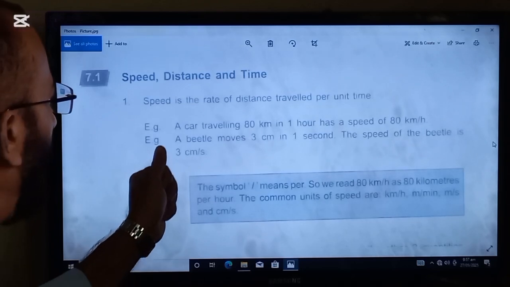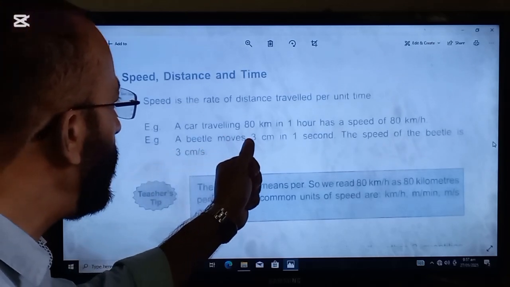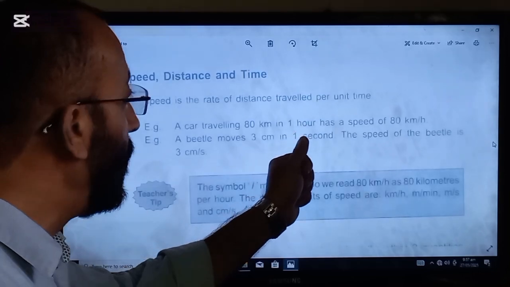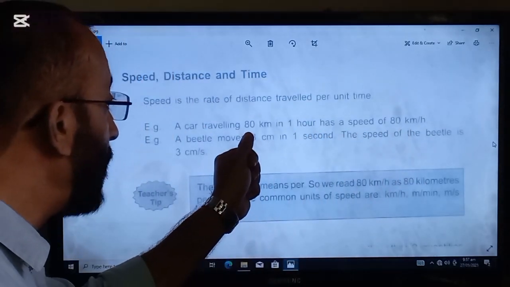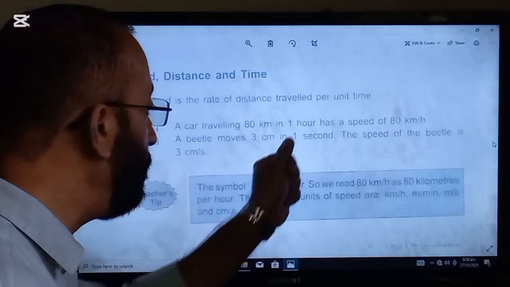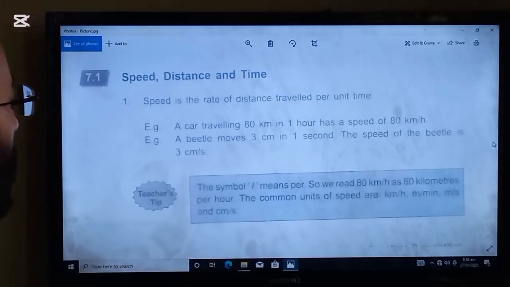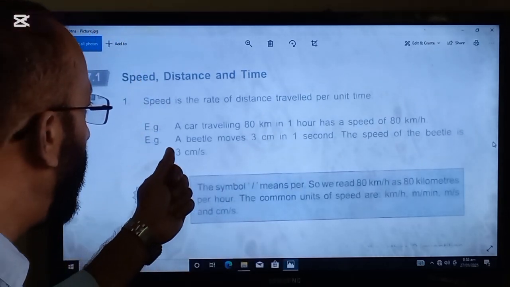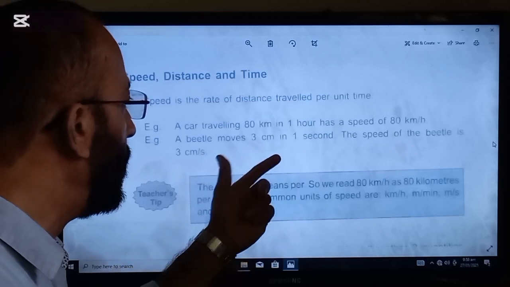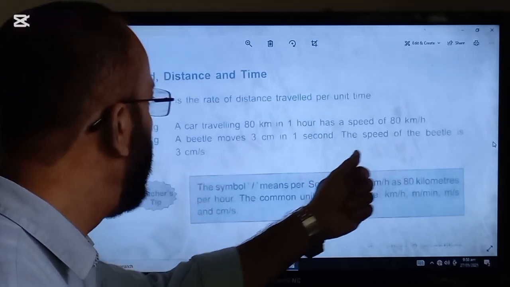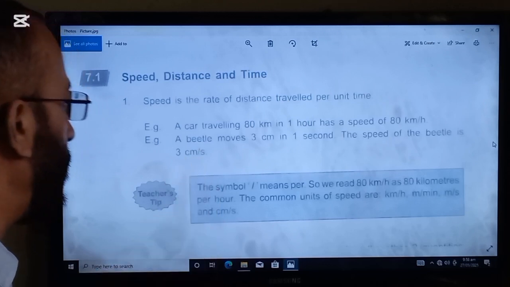For example, a car traveling 80 km in 1 hour has a speed of 80 km per hour, because it is covering a distance of 80 km in 1 hour. Another example: a beetle moves 3 centimeters in 1 second, so its speed will be 3 centimeters per second.